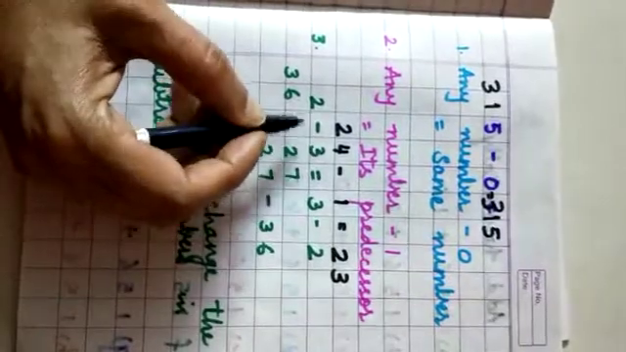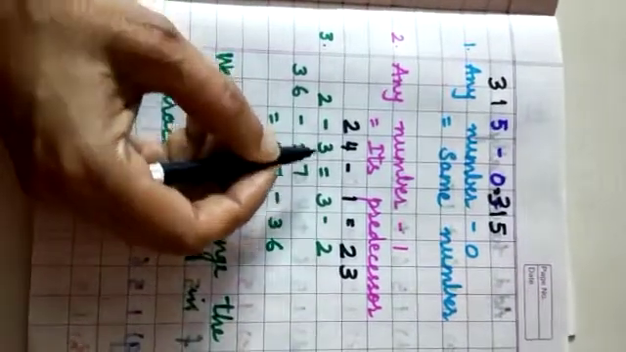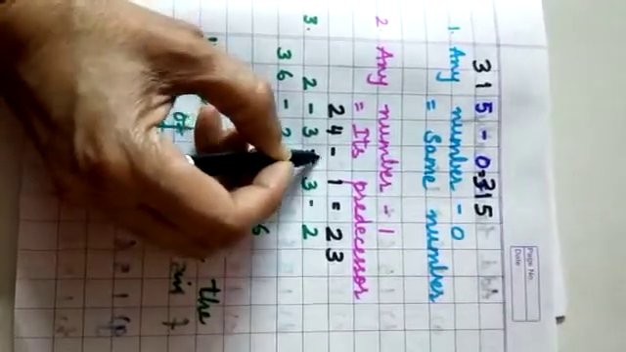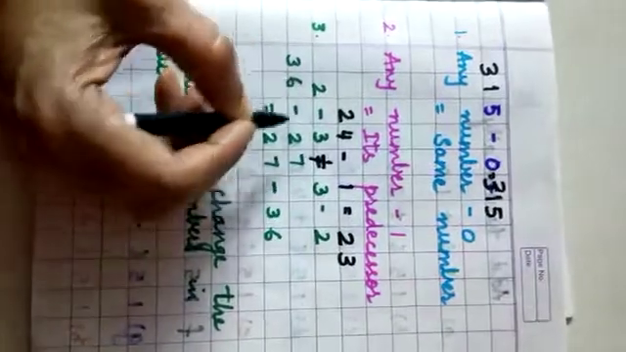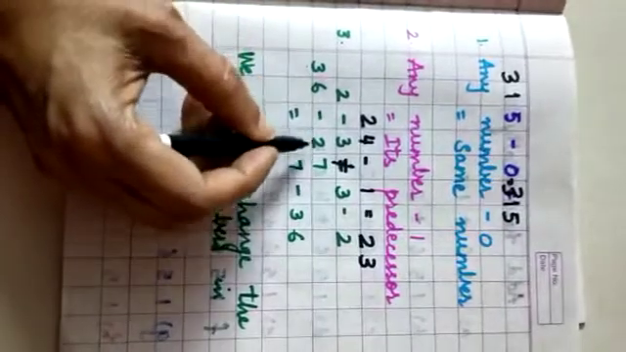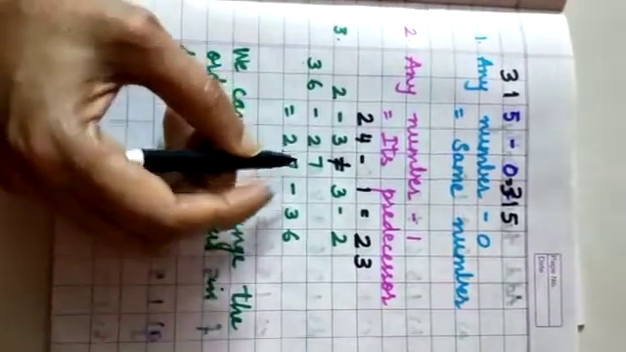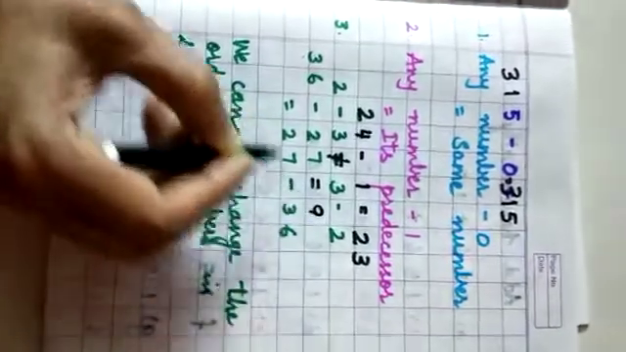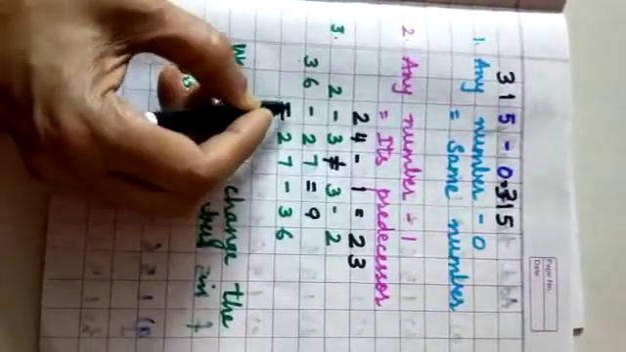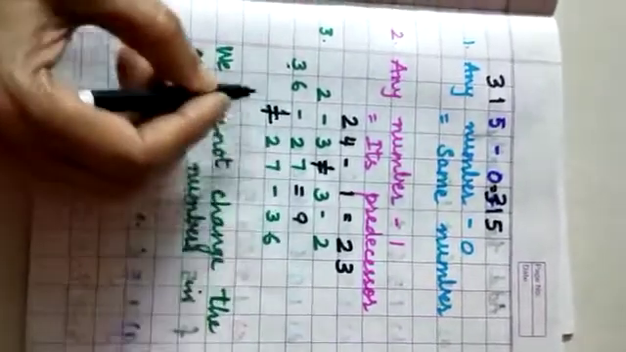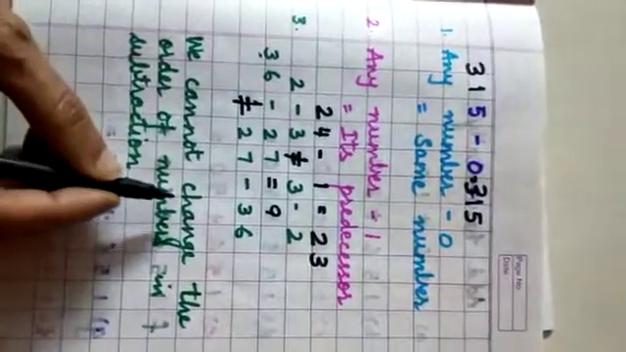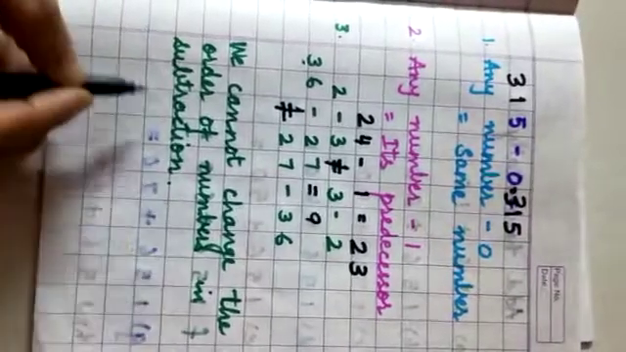2 minus 3, can we subtract? No. But 3 minus 2 is equal to 1. So they are not equal. We cannot change the order of numbers in subtraction. 36 minus 27, we can write 9. But 27 minus 36 is not possible. So 36 minus 27 is not equal to 27 minus 36. We cannot change the order of numbers in subtraction.